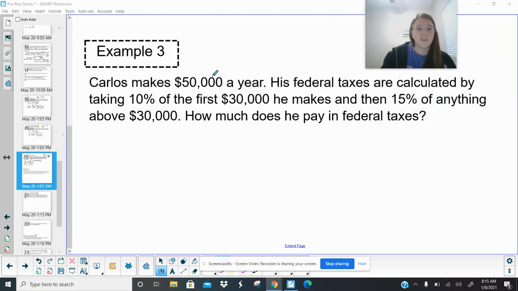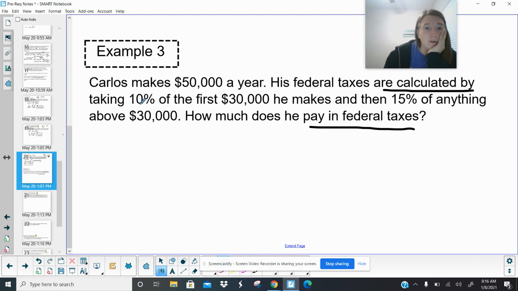So Carlos makes $50,000 a year. His federal taxes are calculated by taking 10% of the first $30,000 he makes, and then 15% of anything above $30,000. Whew, this is actually how taxes work, which again, we're going to learn later. Even though we don't know anything about taxes yet, it tells us what to do. It says, how much does he pay in taxes? Well, his taxes are calculated by doing this.